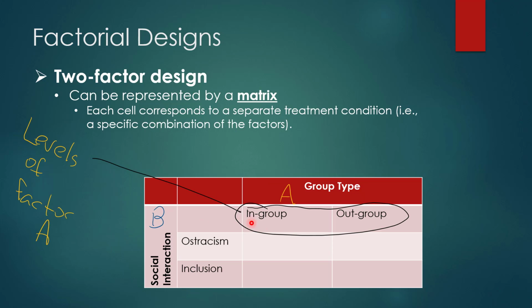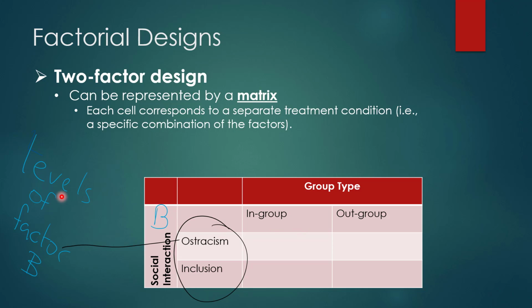Here, we're showing the levels for factor A. So factor A has two levels, or two conditions. Here, we're showing the levels of factor B. Again, factor B has two levels.